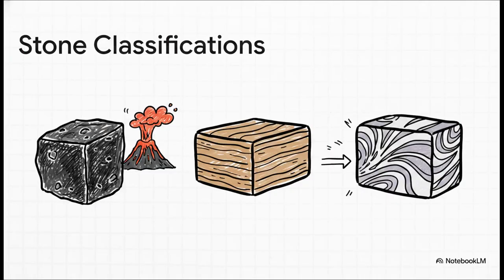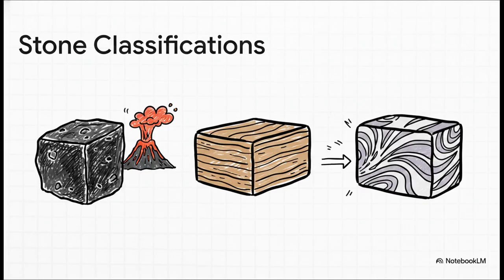But to pick the right stone, you really have to understand its geological origin. Try to picture the intense natural forces that actually forge these materials. First, you have igneous rocks, like granite and basalt. These are born directly from volcanoes, so they are incredibly dense, hard, and crystalline.